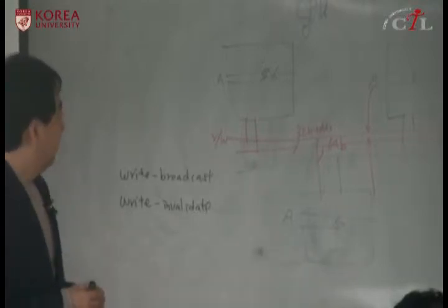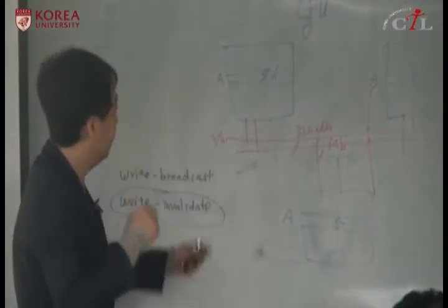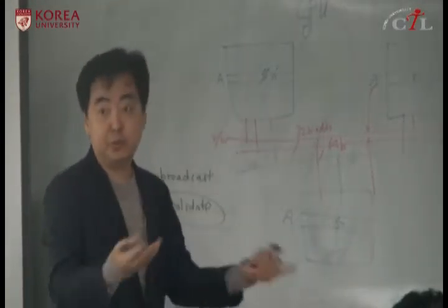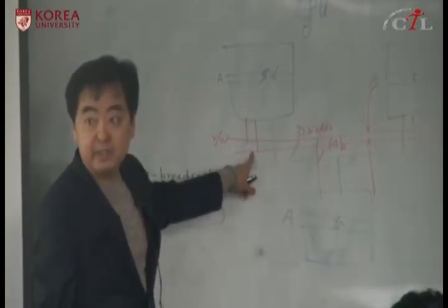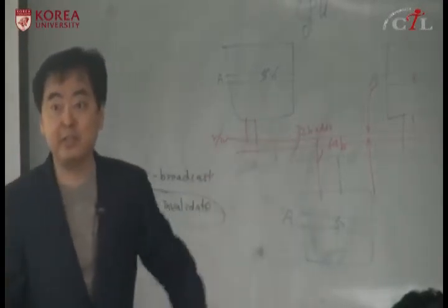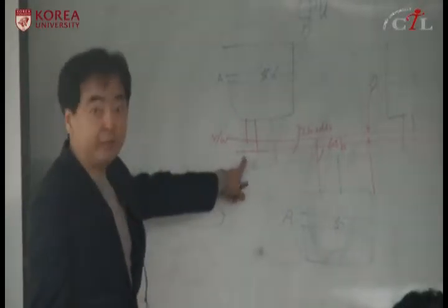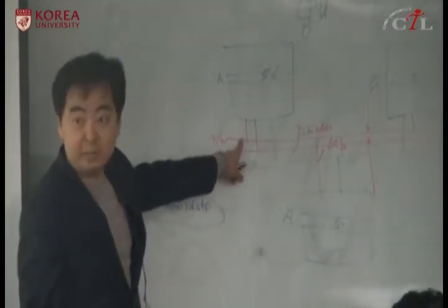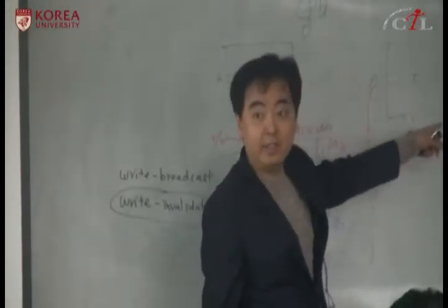So they usually use the write invalidate protocol, because write broadcast means whenever you do a write, you have to generate write traffic on the data bus. It generates too much traffic, which will reduce the system performance. Instead, if you do a write invalidate, you don't generate write traffic. You generate the signal only. Using the signal, you can invalidate locally.